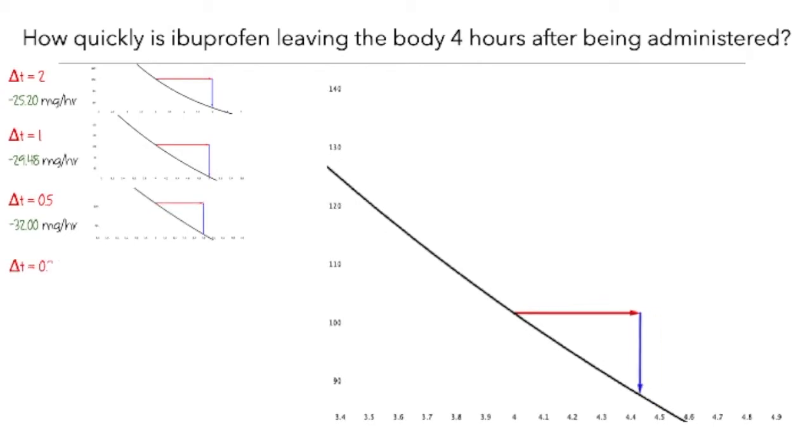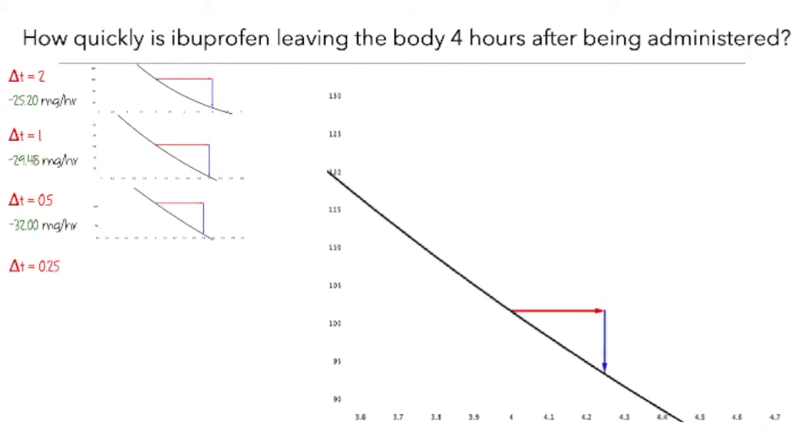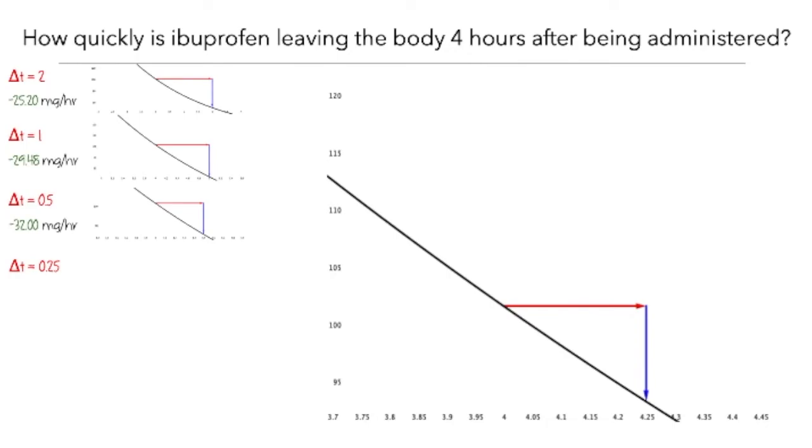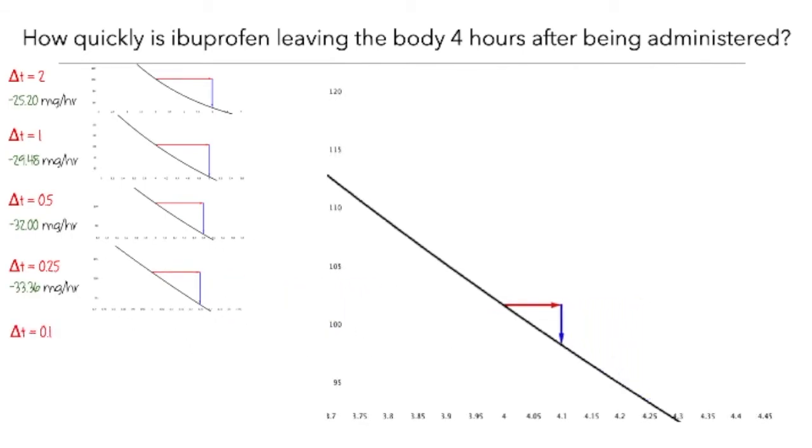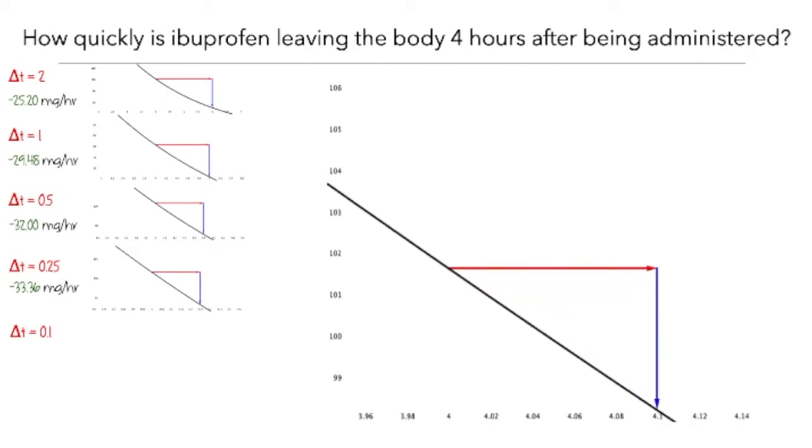Then we could use a smaller delta t, say 1/4 or 0.25. This would give us an average rate of negative 33.36 milligrams per hour. And we'll save this picture. Then we could use an even smaller delta t, say 1/10, 0.1. This would give us an average rate of negative 34.22 milligrams per hour. And we'll save this picture. And now we have 5 graphs we can compare.